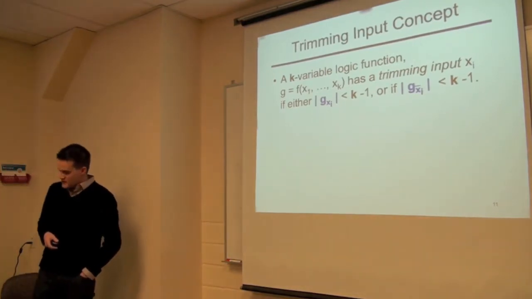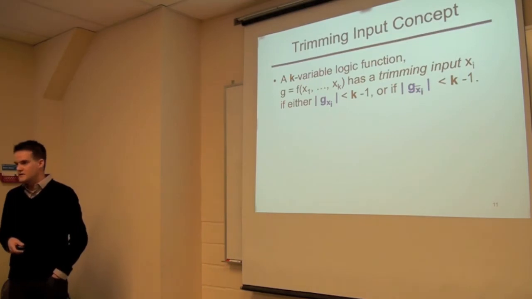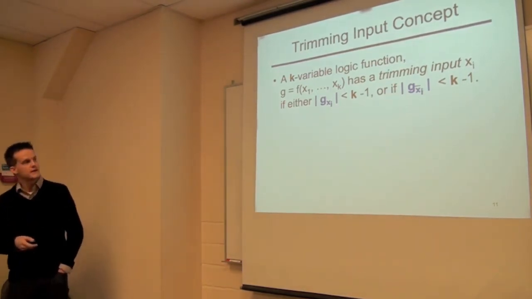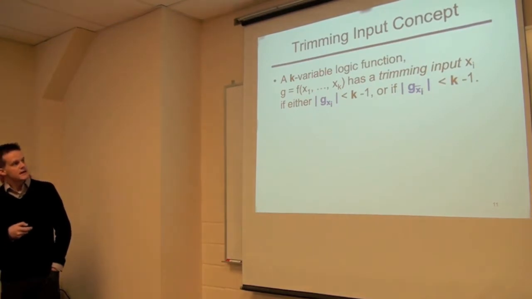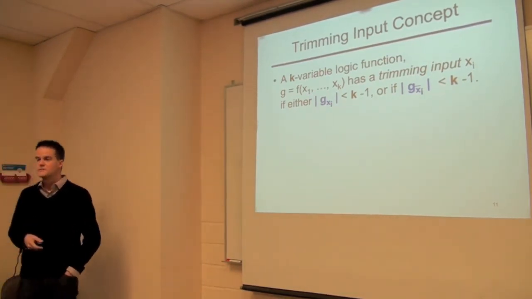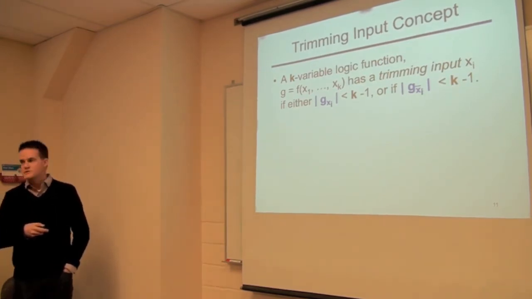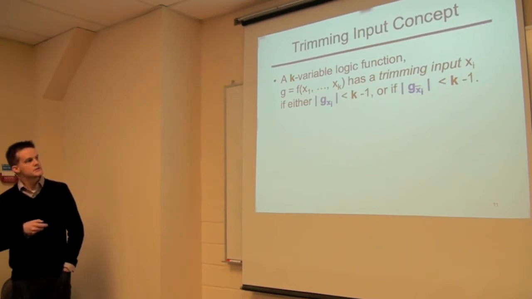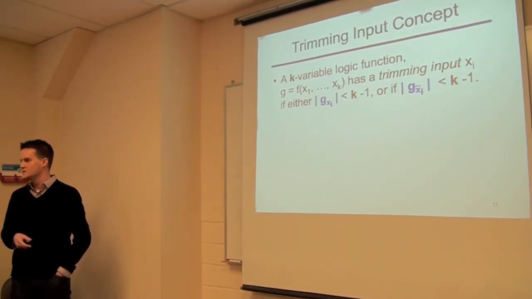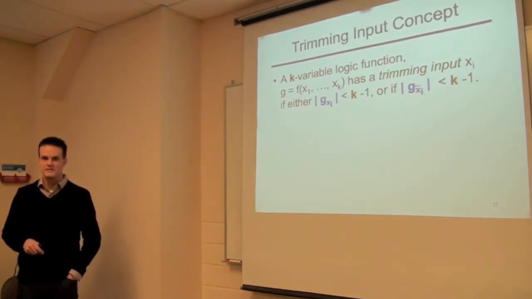We also define something called a trimming input. We couldn't find another name for this in the existing literature, but we defined this notion of a trimming input. Say I have a k-variable logic function right here. We say it has a trimming input, xi, if Shannon decomposition with respect to xi produces a small cofactor that has less than k minus 1 variables. So for sure the cofactors are going to have less than or equal to k minus 1 variables.